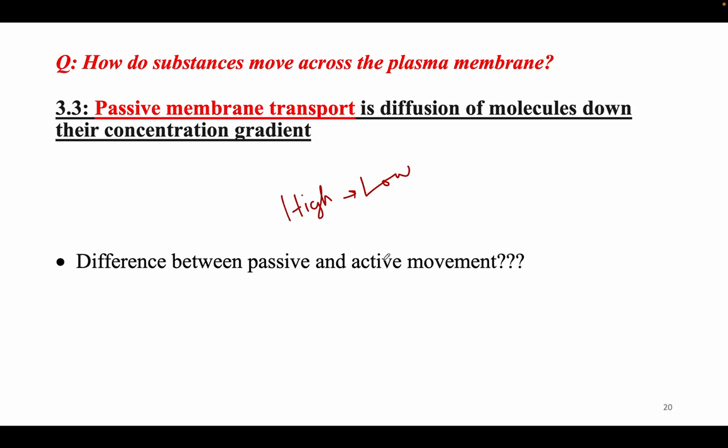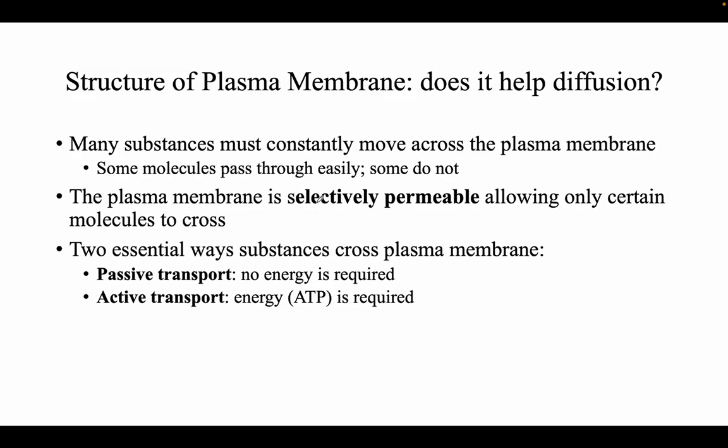Difference between active and passive. Like I said, passive does not need any energy from outside, but active might need it. So, does the structure of the plasma membrane help in diffusion? Yes, it does. Molecules transport in and out of the cell through the plasma membrane, right? When this happens, there are two mechanisms working in the background. First is active transport, where ATP, which is our energy molecule, is required, and in passive transport, this ATP is not required. All right, so that is passive transport.